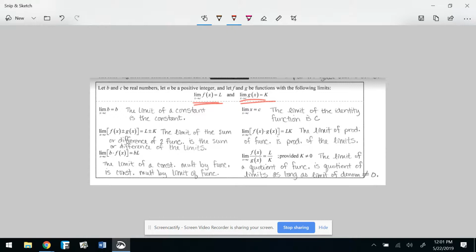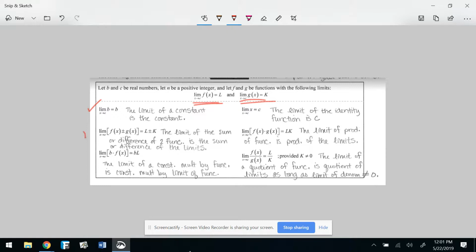There are a lot of rules that we have to know about limits, and here are 6 of the most important ones. The first one: the limit of a constant is the constant. So the limit as x approaches c of 5 is equal to 5. Why? Because it's just represented by a graph of a horizontal line.